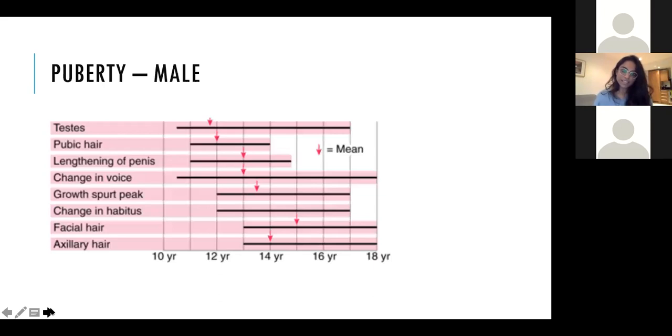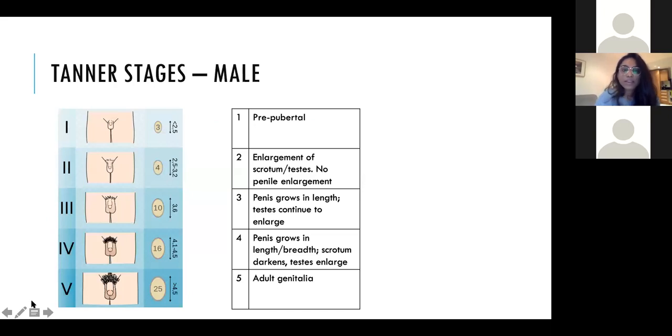Okay, so this is the same as what you guys looked at before, but obviously this is for male. First thing is testicular enlargement, anything more than 4 mL essentially. And usually 6 months after that, you have lengthening of the penis. And around this time, the pubic hair also starts to develop, followed by facial and axillary hair. The growth spurt peaks later in males compared to females. Right, so this is the standard staging for male.